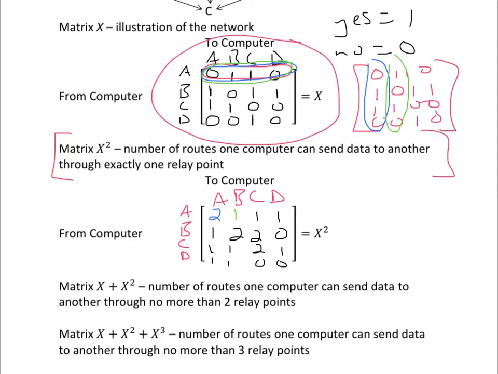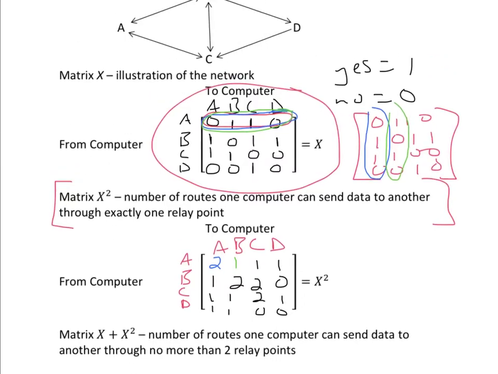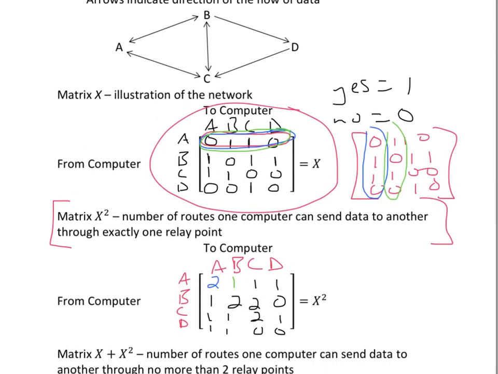Right? And once you get done with that, you can come up here to the network and check it and make sure it makes sense. So how many paths can you take to go from A to A? Well, you can go from A to B and then back to A, or from A to C and back to A. Remember, we can only go through one other relay point.